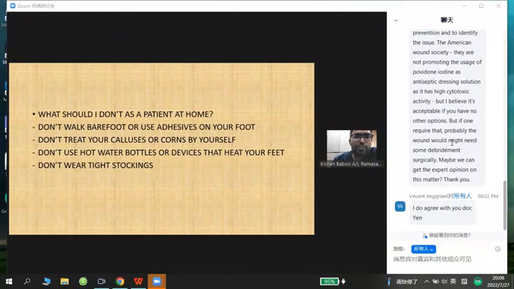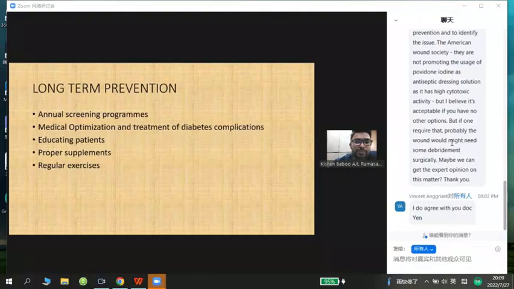What you should not do: diabetic patients should not walk barefoot or use adhesives on the foot. Do not treat your calluses, corns or wounds by yourself. Do not use hot water bottles, and do not wear tight stockings. Most of the patients, when I ask them during the initial stages, always think that it's a small wound and they can treat it themselves. So by the time they come to see the doctor, it's always too late. So don't try to treat yourself. If you have any problem, you should always come and see your doctor.